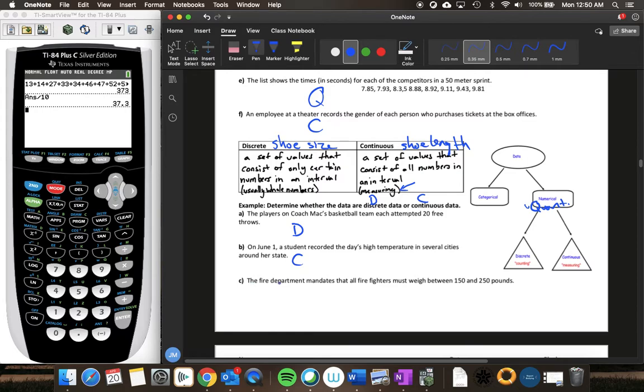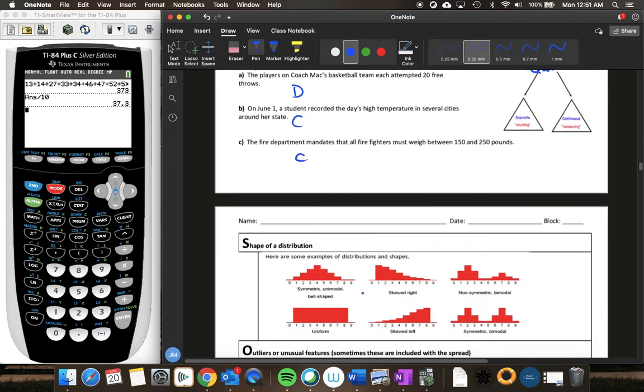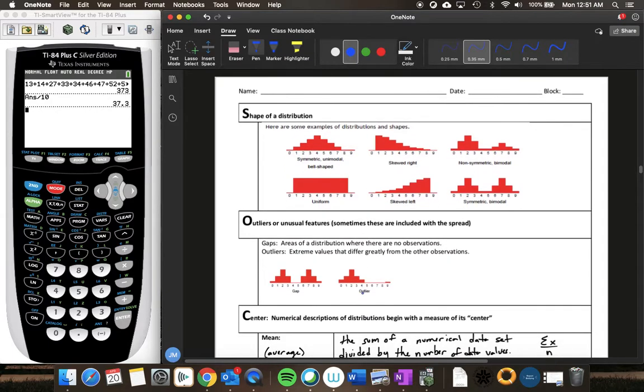So for C, the fire department mandates that all firefighters must weigh between 150 and 250 pounds. Okay? Well, that means that they could weigh 155, they could weigh 168, they could weigh 227.41. They could weigh anything as long as it's between 150 and 250 pounds. That's going to make this continuous data. Okay, so that's one thing that we need to make sure we understand is describing continuous and discrete.